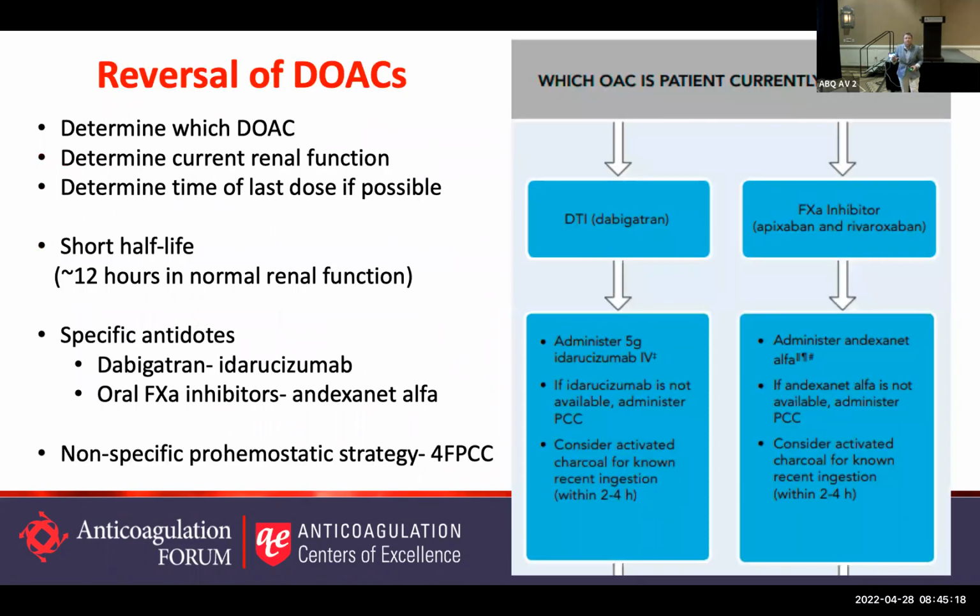All right, so let's walk through some of the evidence that will inform this question. So the reversal of DOACs is a little bit different than warfarin because warfarin has a really long half-life. You're able to see how anticoagulated the patient is because of the INR. But we have to remember that the DOACs have a much shorter half-life, so we have to approach this a little bit differently, okay?